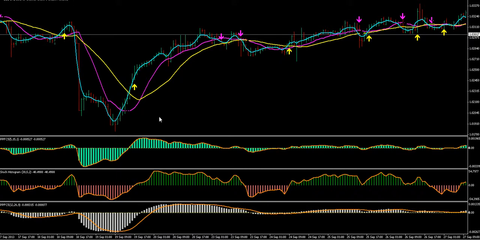But basically the system goes aqua crossing over yellow, buy. Aqua crossing over magenta, a sell. And a lot of people are going to say, well, David, then how do we know when to get out? Well, we'll get into that in a sec.